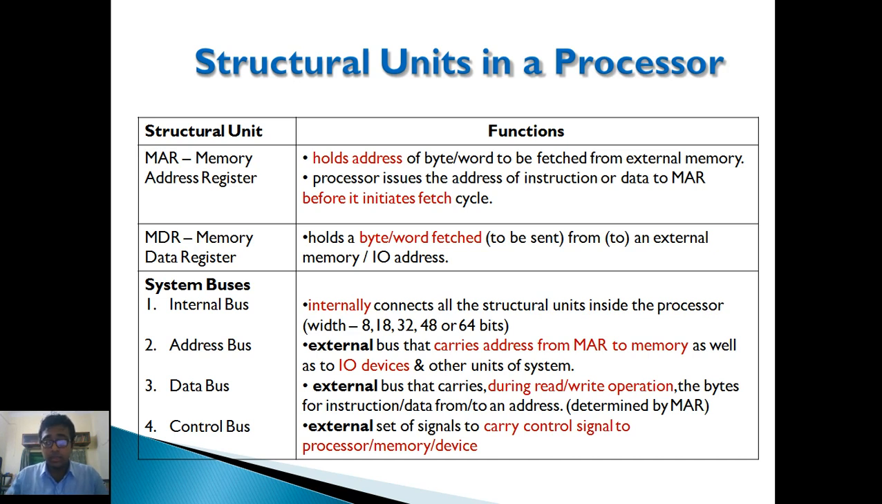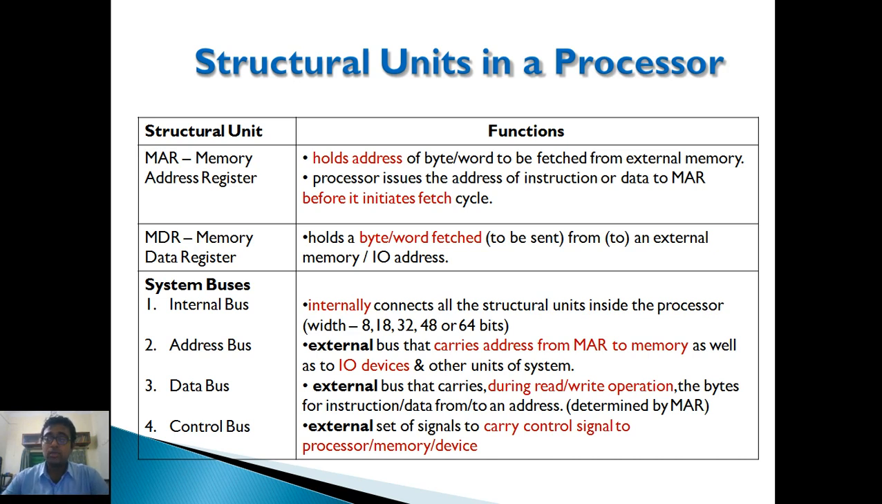According to that, 8-bit, 32-bit, 64-bit, it depends upon the width of the internal bus. If the width of the internal bus is 8 bits, it means it is less fast. If we have a 64-bit, it means the internal bus can communicate with different units of the processor faster. If it has a greater width, it will communicate faster. That's the point. And it internally connects all the structural units inside the processor.